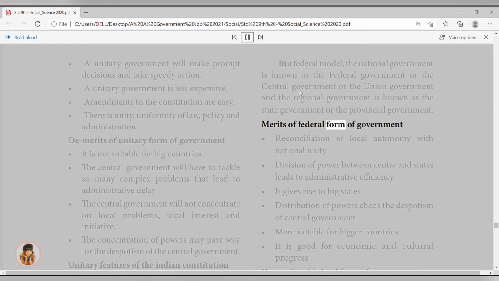Merits of federal form of government. Reconciliation of local autonomy with national unity. Division of power between center and states leads to administrative efficiency. It gives rise to big states. Distribution of powers checks the despotism of central government. More suitable for bigger countries. It is good for economic and cultural progress.